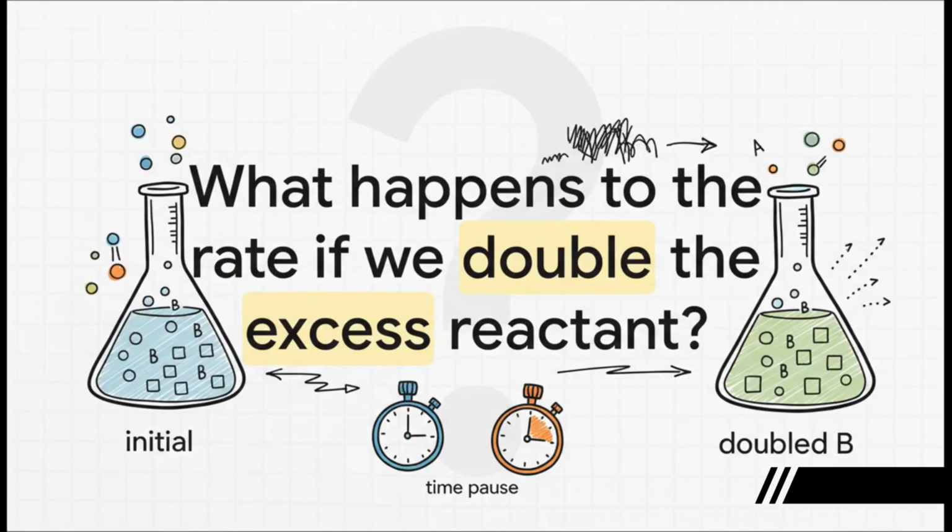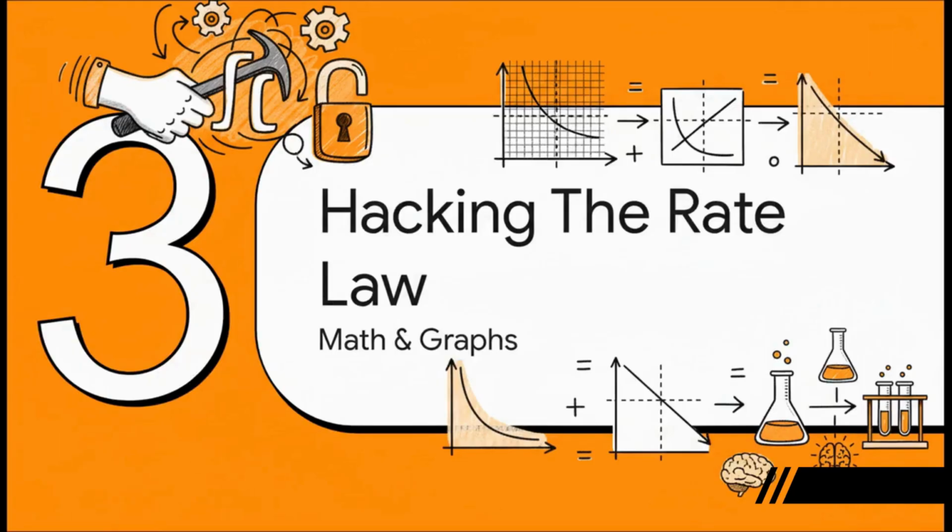All right, let's pause here. Time for a pause and think moment. I really want you to think this through. Based on what we just said, if we keep our main reactant A the same, but we double the amount of our excess reactant B, what do you think happens to the reaction rate? Go on, hit pause, give it a thought. Okay, hope you gave that some thought.